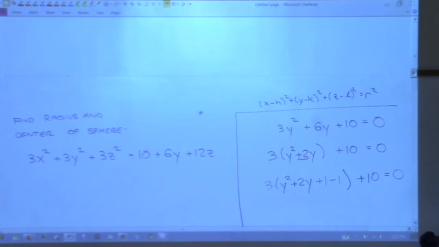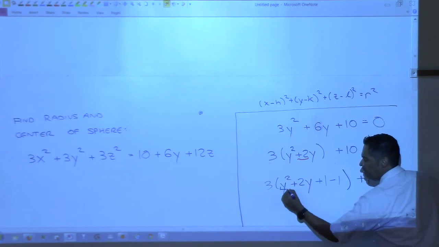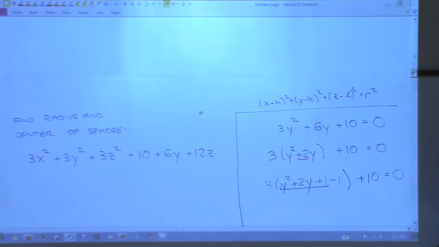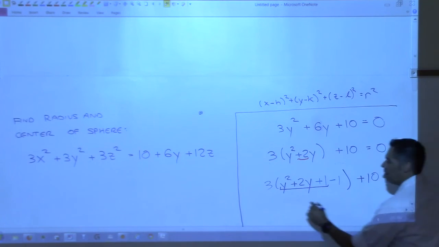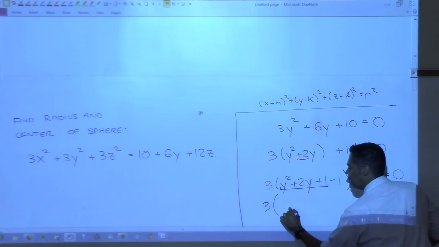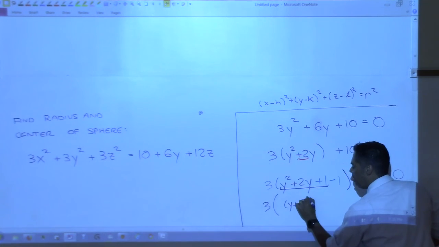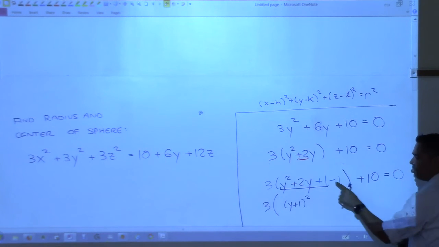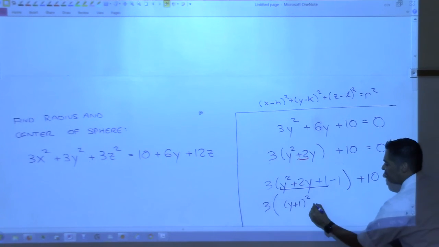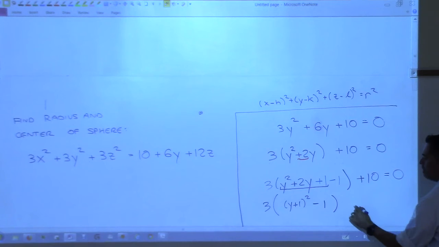Now, just look at this. These first three are guaranteed to be factorable. What is y squared plus 2y plus 1 factor to be? Y plus 1, that quantity squared. So here's what I have next. 3 parentheses. Y plus 1 quantity squared. That's these first three. Then what do I still have here? Minus 1, close parenthesis, plus 10 equals 0.